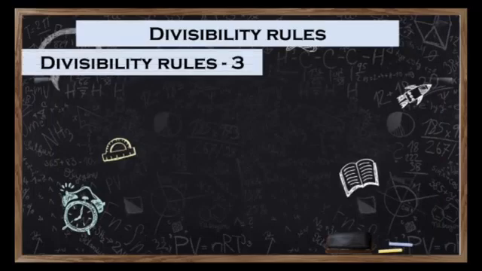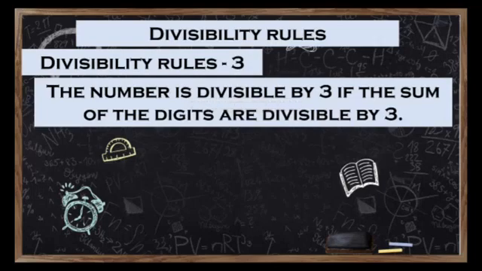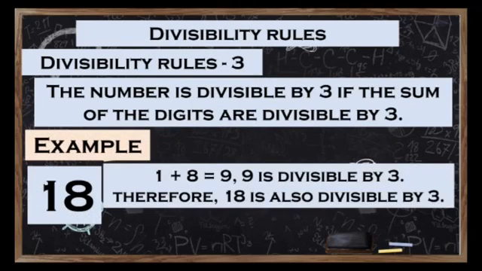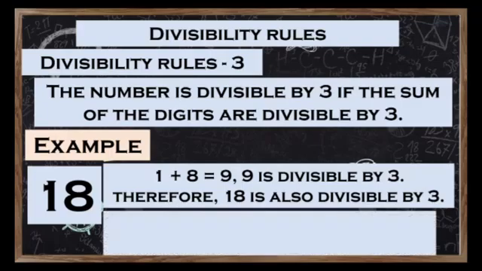Divisibility rules by 3. The number is divisible by 3 if the sum of the digits is divisible by 3. Example, 18. 1 plus 8 is equal to 9. 9 is divisible by 3. Therefore, 18 is also divisible by 3. Okay, let us keep count. 3, 6, 9, 12, 15, 18. We can see that 18 is here if we skip count. Therefore, 18 is divisible by 3.